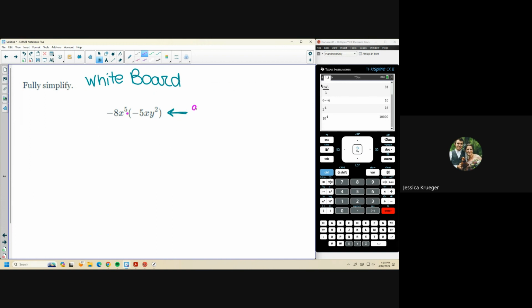When I'm multiplying, I need to add my exponents. Okay, but the -8 and the -5 are not exponents. Those are just being multiplied. So I'm going to multiply -8 by -5, and that gives me positive 40. Then I've got an x to the 5th times another x. Remember, that's x to the 1st. So I'm going to add my exponents, x to the 6th. And then inside the parentheses is a y squared. There's no y's out here, so it stays y squared.